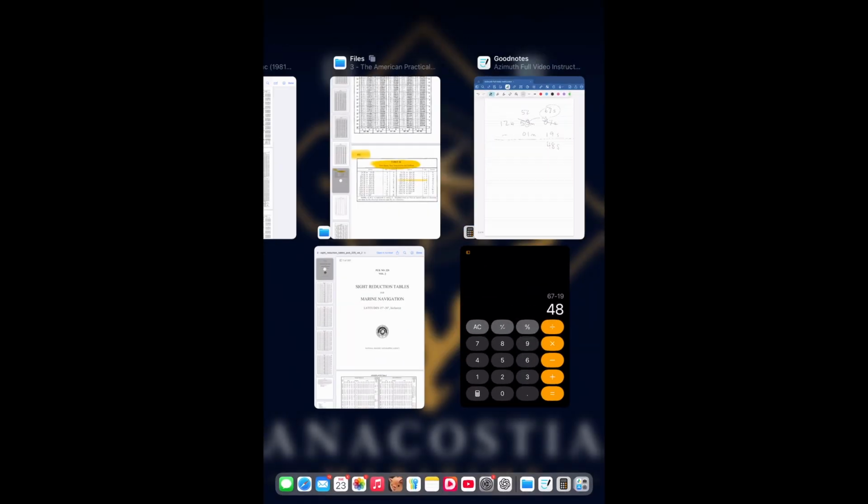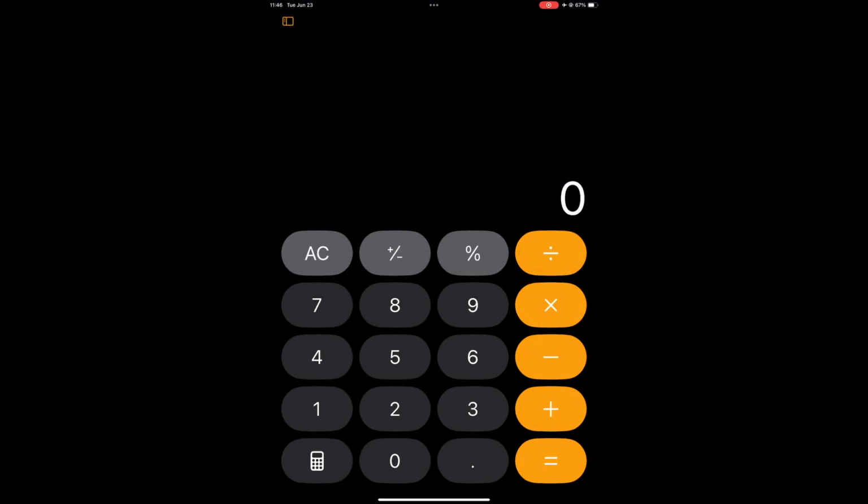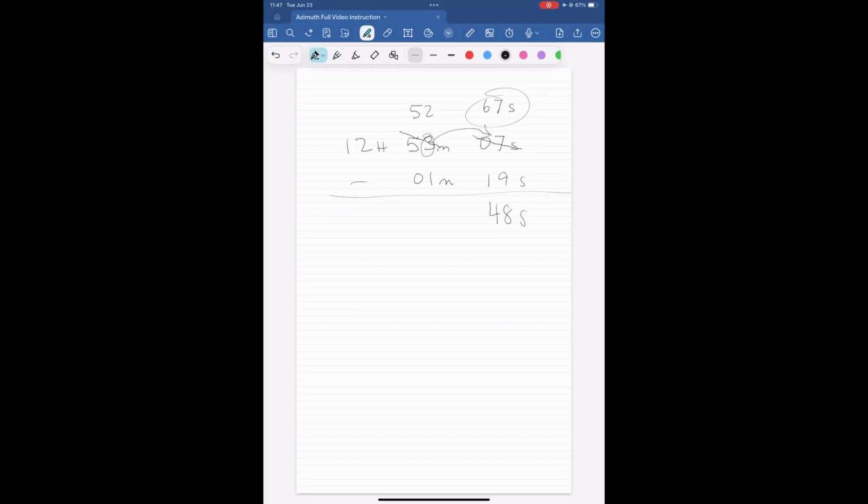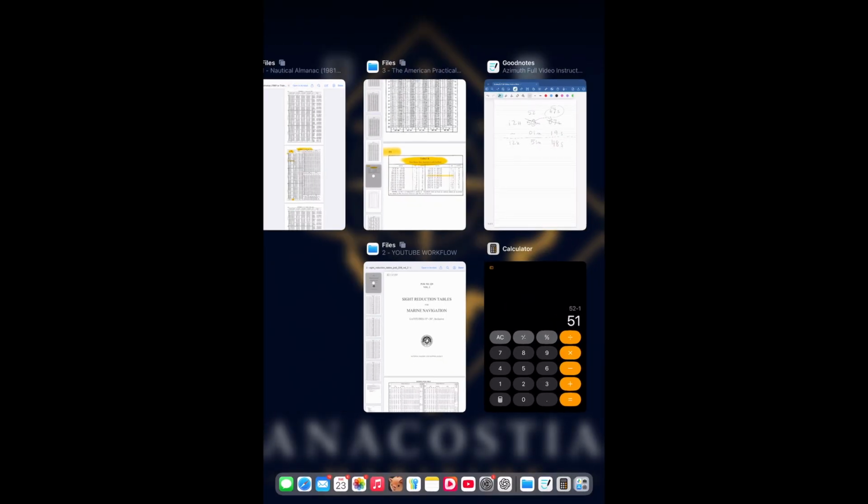52 minus 1. And you might ask, why am I using a calculator? Get in the habit of using a calculator. Just get in the habit of continuously using a calculator and double check your answers. Triple check if you have to. 52 minus 1. All right, that was easy to do, but I wanted to use the calculator.